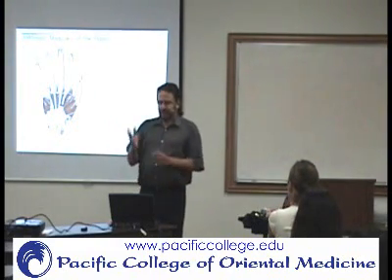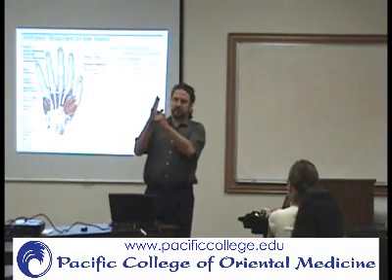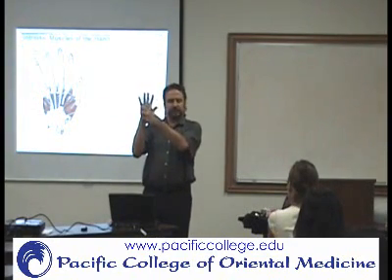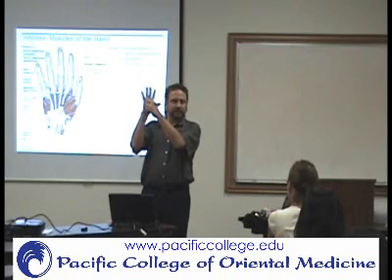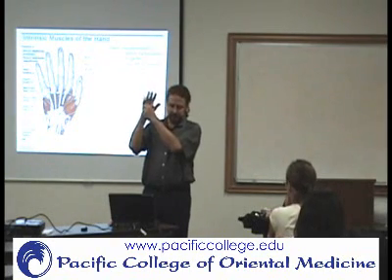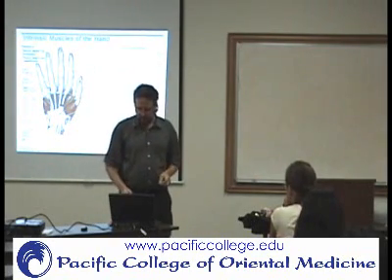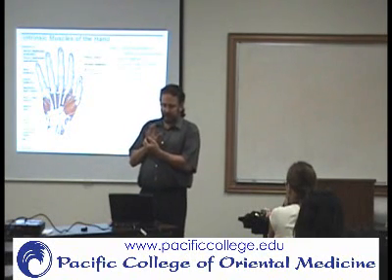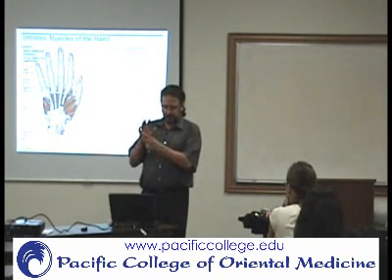And then flexor digiti minimi brevis. Going to be here, so if it's going to do flexion, it's going to be on the anterior surface here, so it's just pulling back like that. So it's going to go from here to here and flex the finger like that. So it's the medial side of the proximal phalanx of the little finger.